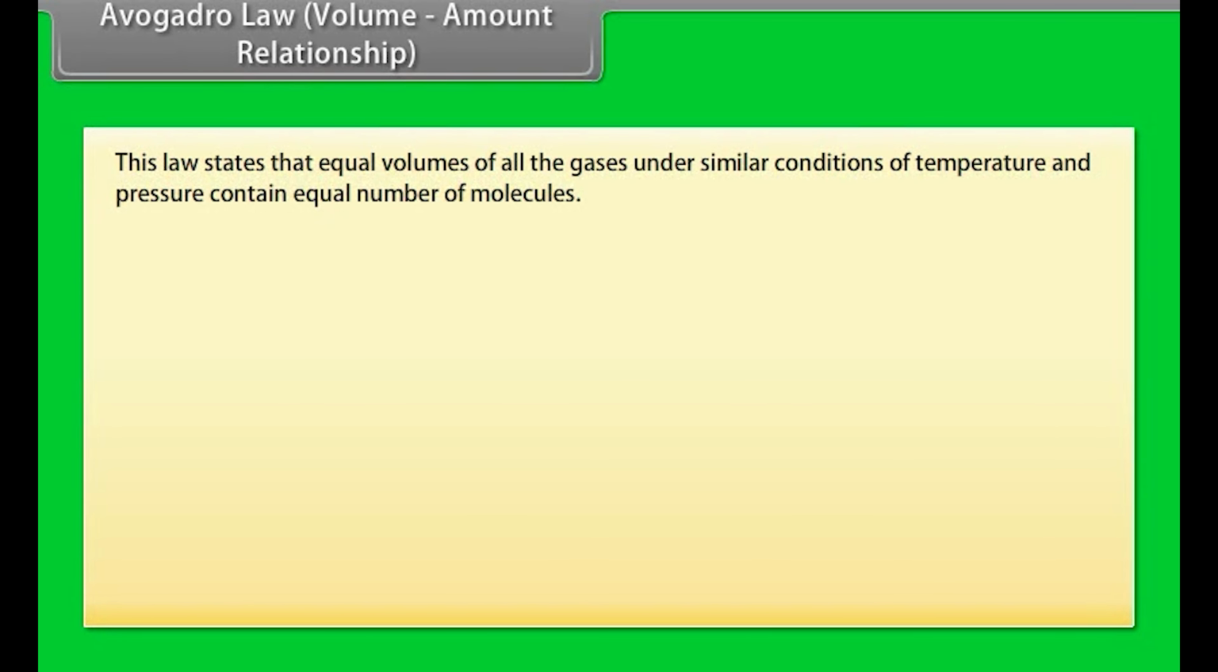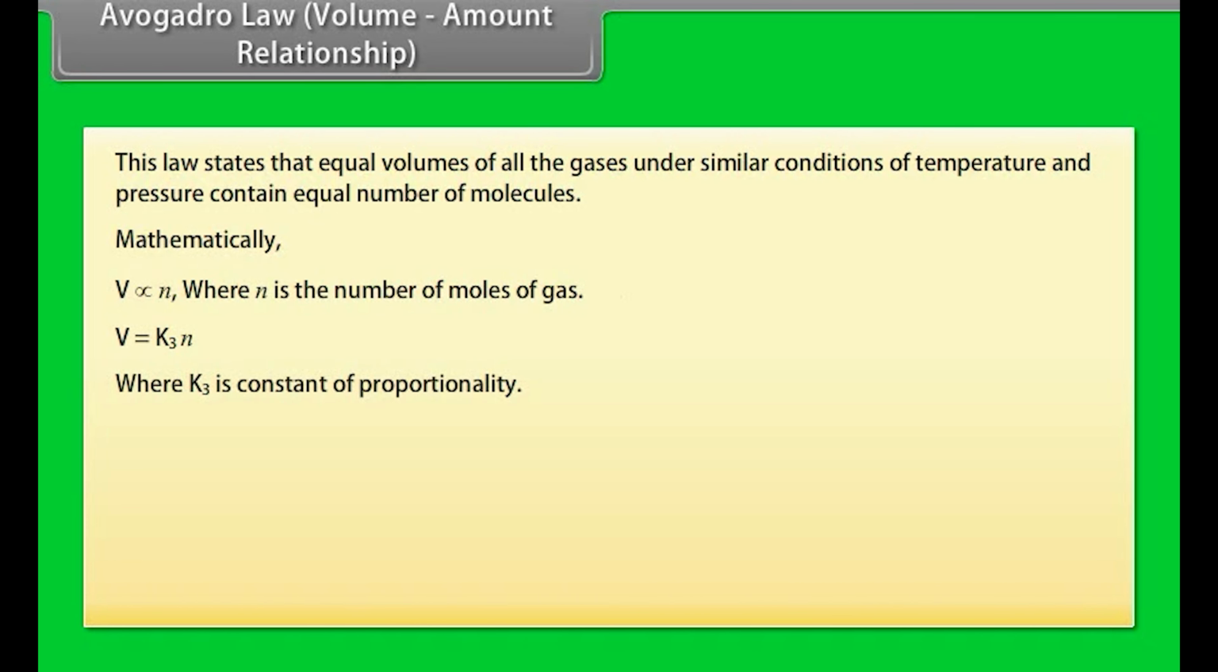Avogadro's law. Volume-amount relationship. This law states that equal volume of all the gases under similar conditions of temperature and pressure contain equal number of molecules. Mathematically, volume is directly proportional to the number of moles of gas. V is equal to K3N, where K3 is constant of proportionality.